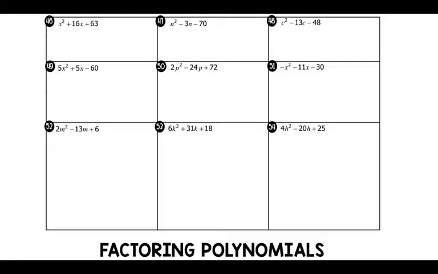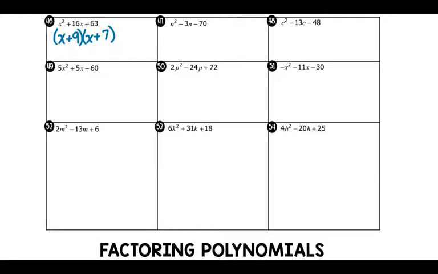All right, on number 46, this is just a basic trinomial. So we factor it. 2 parentheses, x times x would give me the x squared. And then really what you want to do is say, okay, what 2 numbers are going to multiply together to be 63 and add to be 16? So that would be 7 and 9.